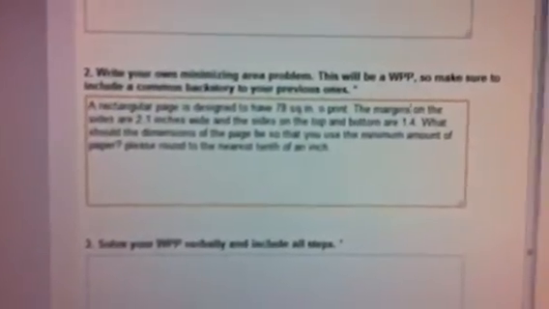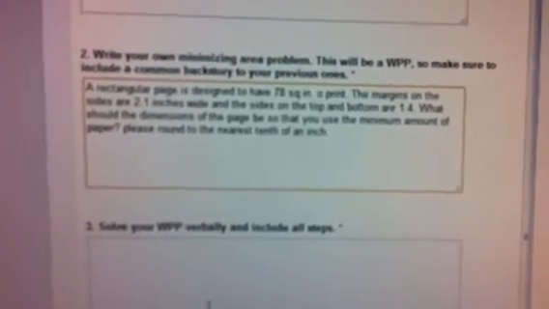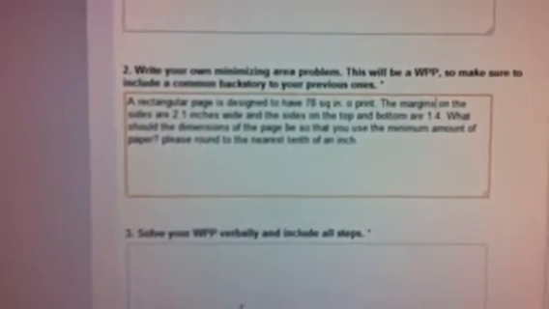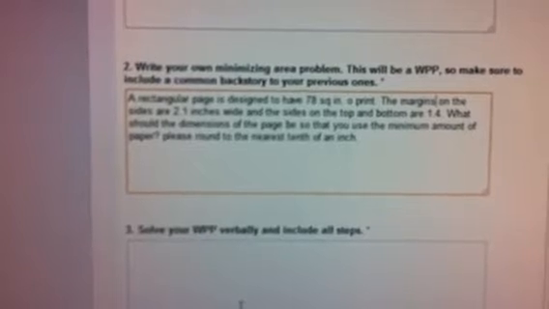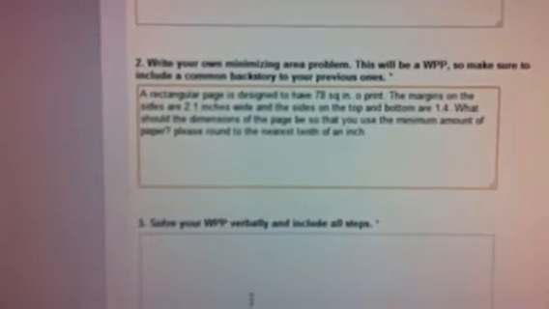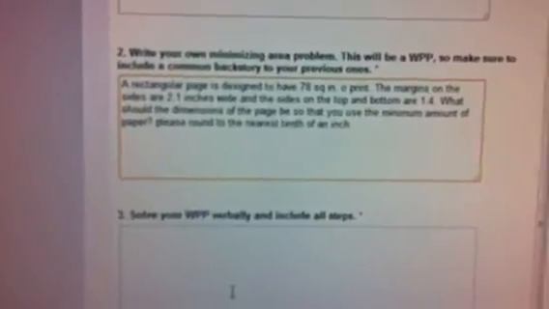This video will cover WPP number 5, Unit G, Concept 8. Our question will be: a rectangular page is designed to have 78 square inches of print. The margins on the sides are 2.1 inches wide, and the margins on the top and bottom are 1.4. What should the dimensions of the page be so that you use the minimum amount of paper? Please round to the nearest tenth of an inch.